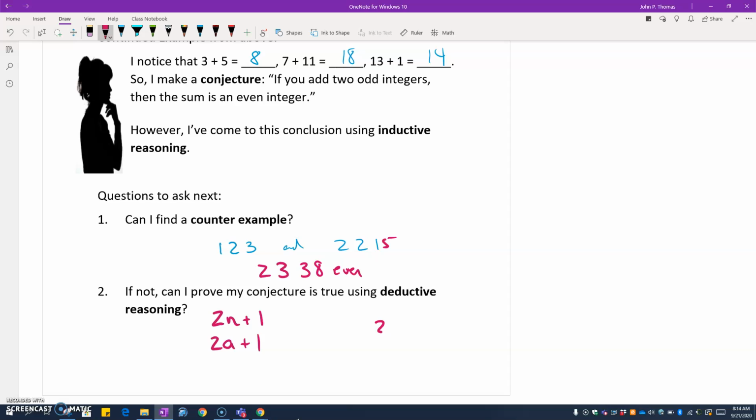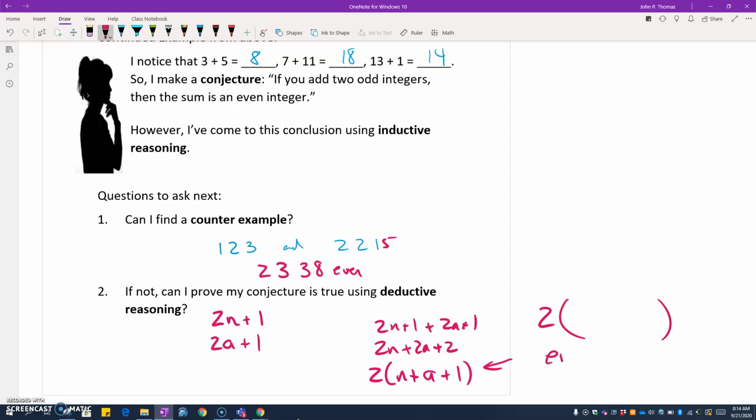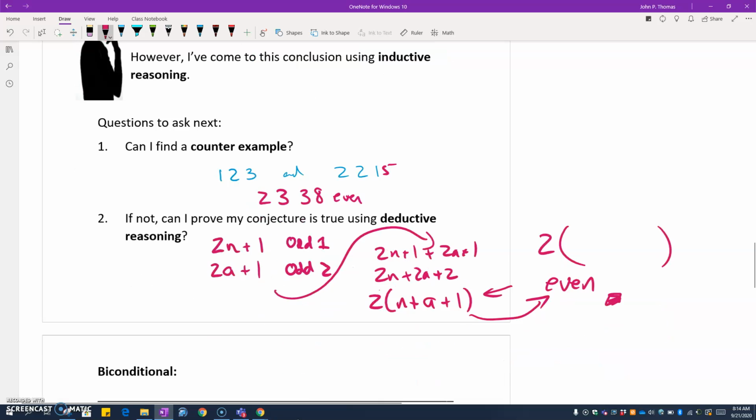So now I'm going to look at adding those together, 2n plus 1 plus 2a plus 1. That's 2n plus 2a plus 2. Now from there I can factor a 2 out, and I've got 2 times (n plus a plus 1). So since this is 2 times something, we know it's even. All right, and we've actually proved at this point that for sure if I take two odd numbers, so odd number 1 and odd number 2, and I add them together, I must get an even answer.